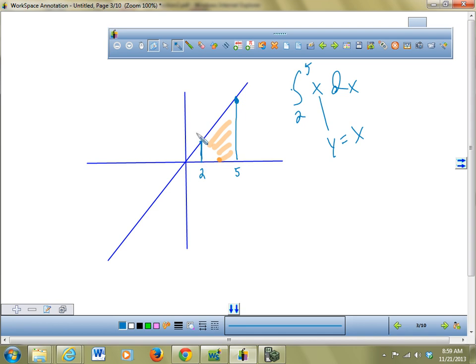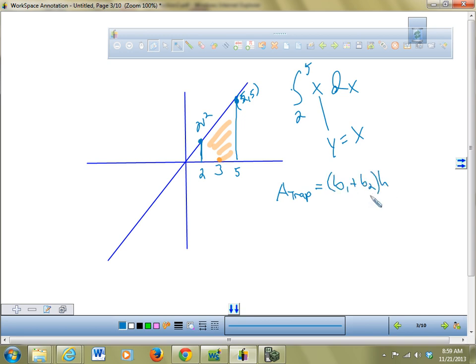What's this point right here? 2, what's this point right here? So this is point 2, 2, this is point 2, 5, right? So, remember the formula, 5, 5. This distance is what? 3, right? So you can find the area of this trapezoid by, remember you learned this in geometry? Oh, God. Area of a trapezoid, base 1 plus base 2 times the height divided by 2. What's that area equal to?